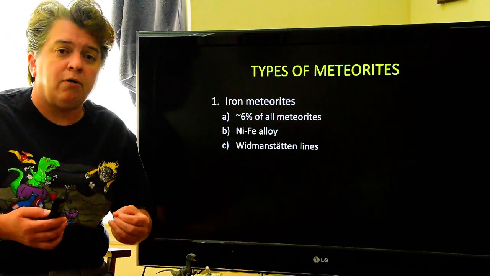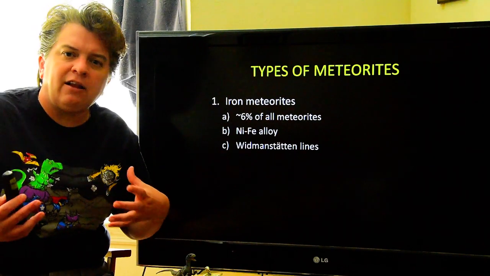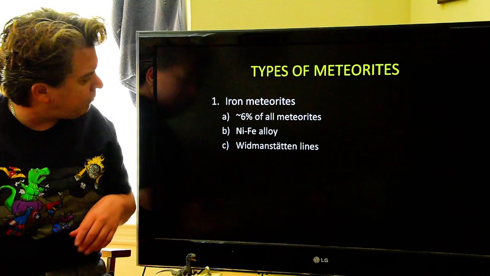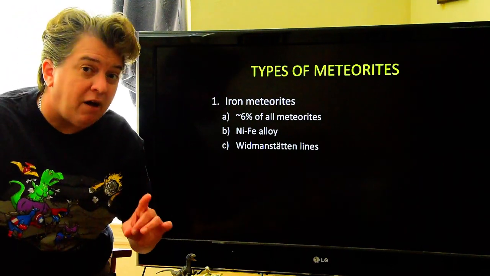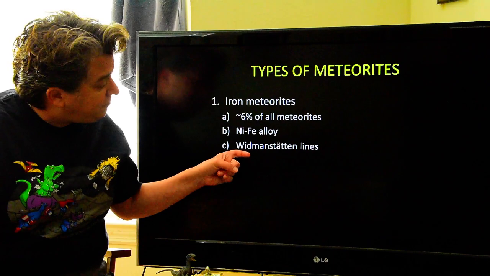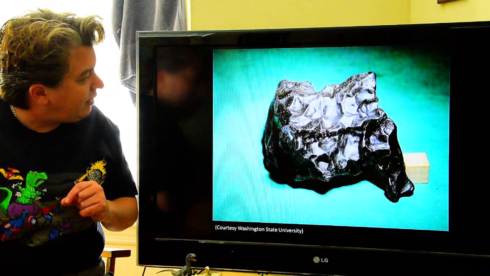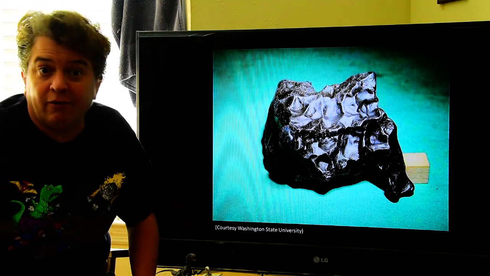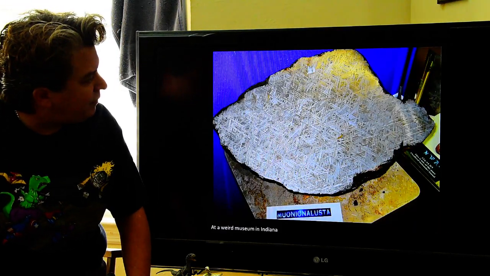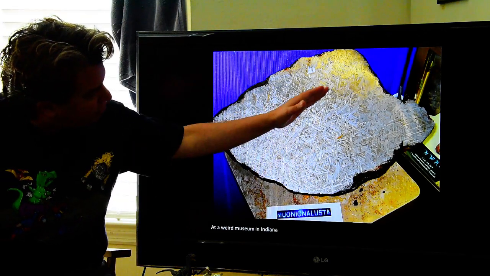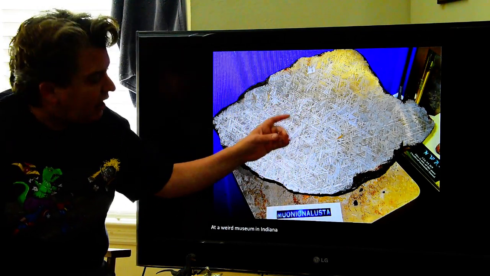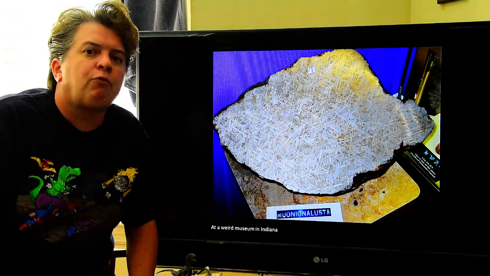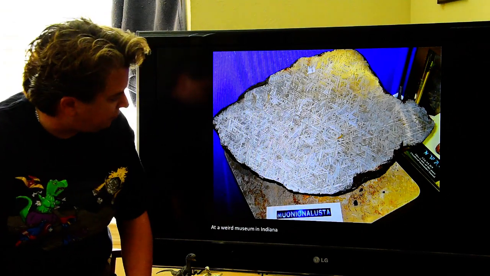And these are composed of a nickel-iron alloy, so it's very metallic. That's why these things tend to be really heavy when you pick them up. And if you cut one of these open, on the inside you're going to see Widmanstätten lines. So that's what the outside of one of these meteorites, these nickel-iron or iron-nickel ones, looks like. If you cut one open, that's the Widmanstätten lines, this weird pattern. And what that is, that's intergrowths of these rare nickel and iron alloys.